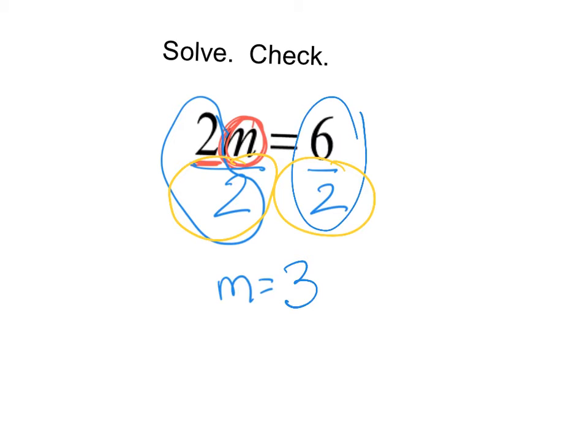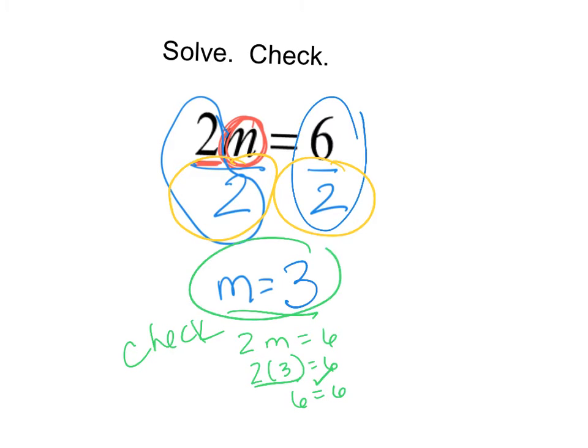So now I'm going to check it. Substitute 3 for m in the original equation. The original equation is 2m equals 6. So I have 2 times 3 equals 6. 2 times 3 is 6. 6 equals 6. Yep, that checks. So I know that's the right answer.